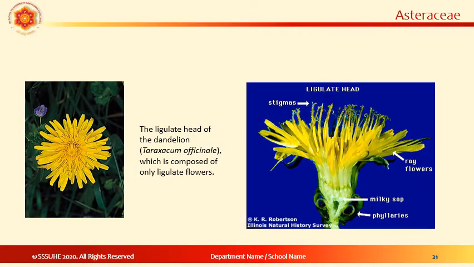Here is a picture of a dandelion, which is composed of only ligulate flowers. The cross section gives you the complete picture, where you can see the ray flowers, the stigmas, the milky sap and the phyllaries marked.